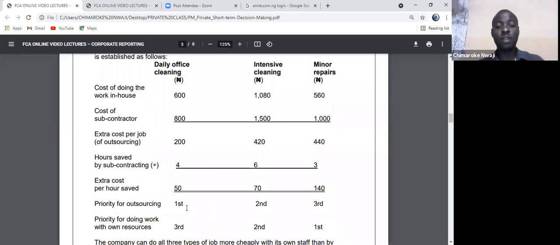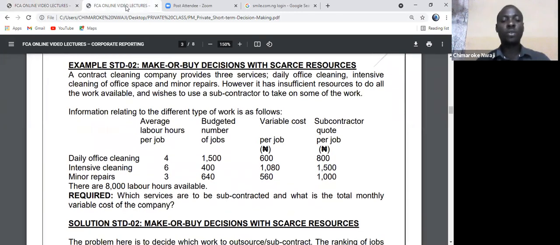Although you see priority for outsourcing is done first, the company will first take its own job to fill their 8,000 hours. Then the remainder, I will say the crumbs, is what they will give out, because it is far cheaper to do it in-house. So let them take the capacity they can, and the one that they can, they have seen from where they will give it out. So let's see how it goes.